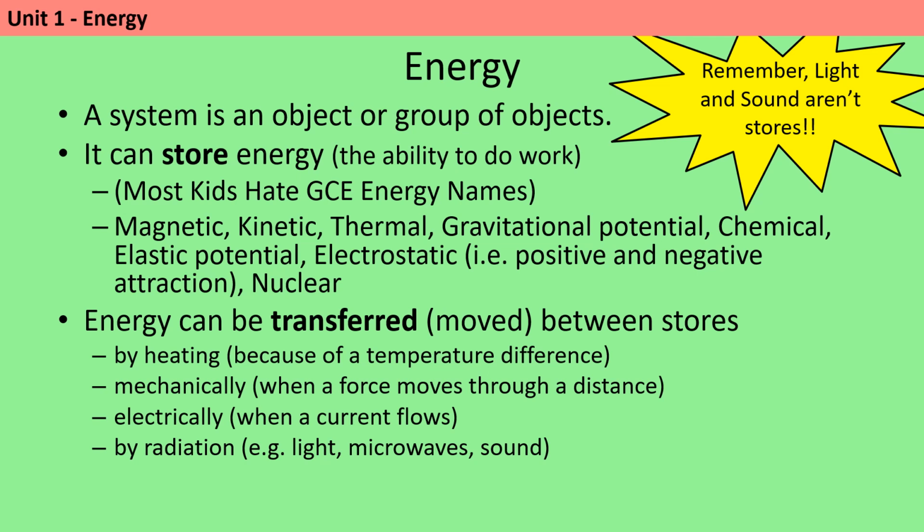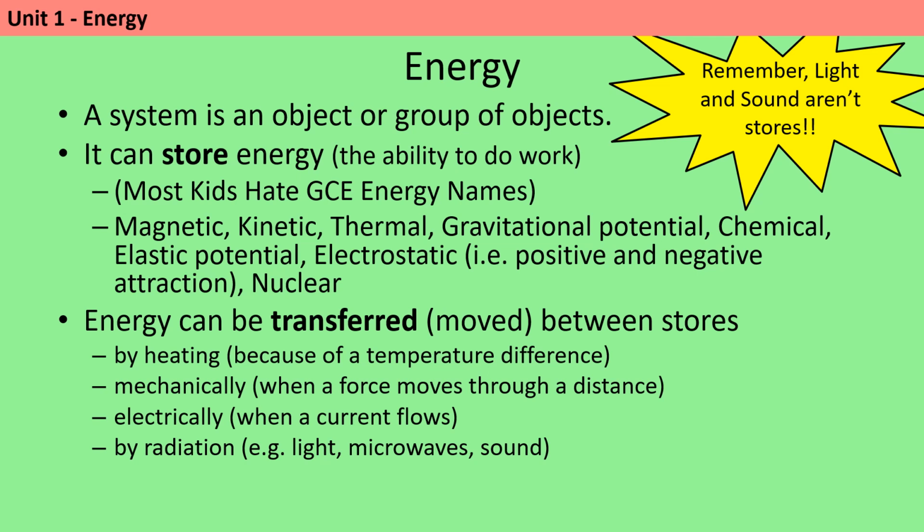So we have magnetic stores, kinetic stores, which is how energy is stored in a moving object, thermal stores, so those are hot objects, gravitational potential, if an object has been raised through a gravitational field, chemical stores, elastic potential, that's where we've got something that's been stretched or squashed, electrostatic, so that's the attraction between positive and negative objects, and nuclear stores.